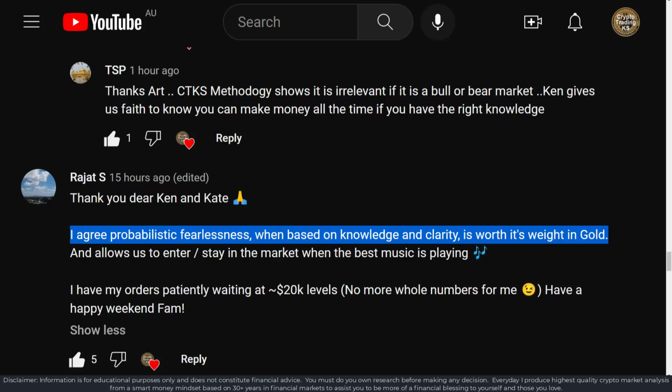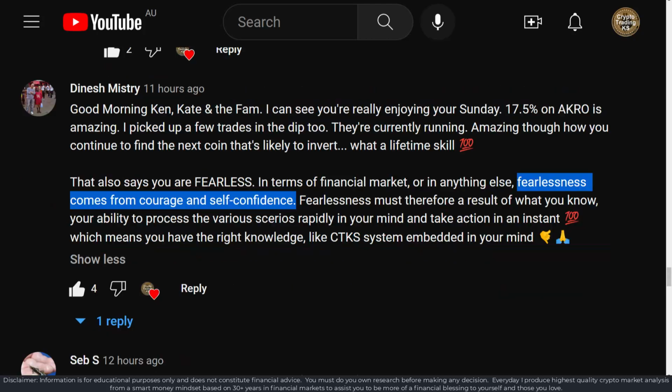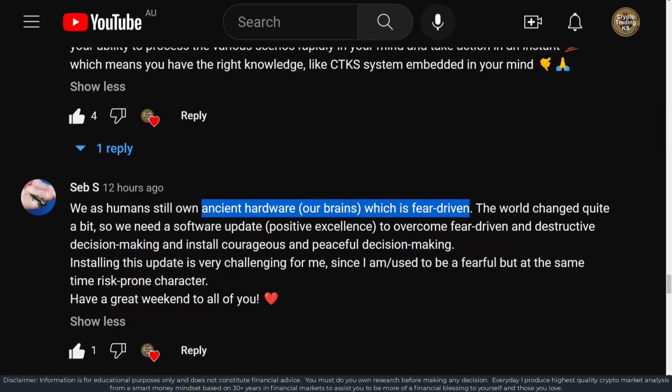Rajat said, I agree, probabilistic fearlessness when based on knowledge and clarity is worth its weight in gold. Thank you, my friend. Dinesh said, fearlessness comes from courage and self-confidence. To have self-confidence, we need knowledge. To have courage, we need a process and we need to focus on the right things. Fearlessness must therefore be a result of what you know and your ability to process the various scenarios rapidly in your mind and take action in an instant, which means you have the right knowledge like the CTKS system embedded in your mind. Thank you, Dinesh.